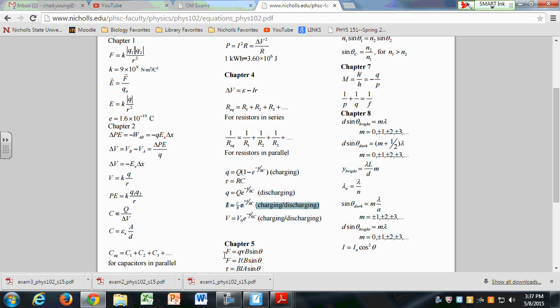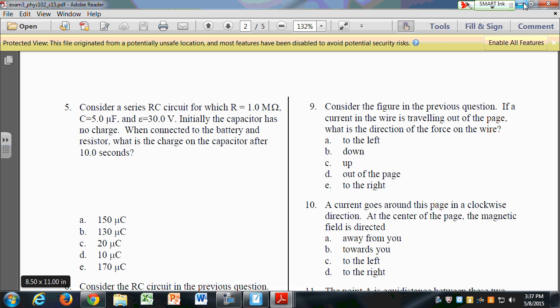I don't think this is right. Let's think about this. Okay, it shouldn't affect you. It's okay. All right.